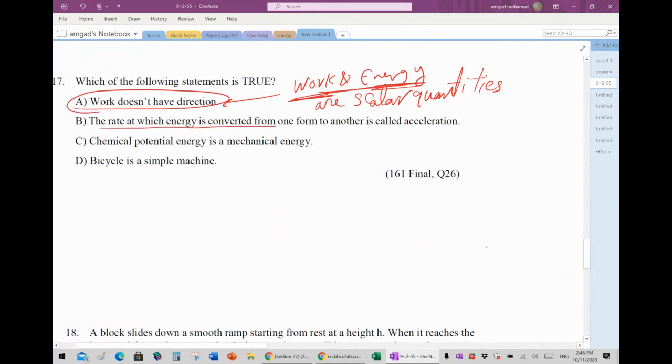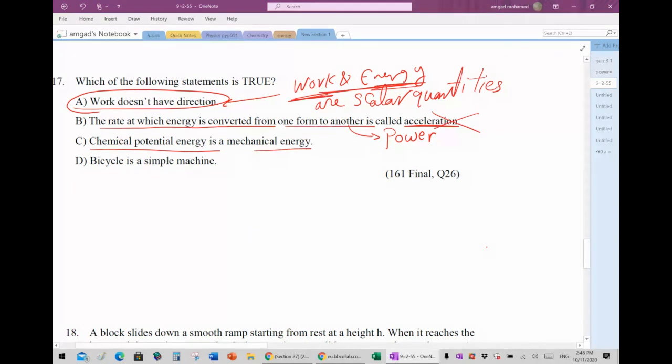The rate at which energy is converted from one form to another is called the acceleration? No. It's called the rate of change of energy. It's called the power. Power is the rate of change of energy.